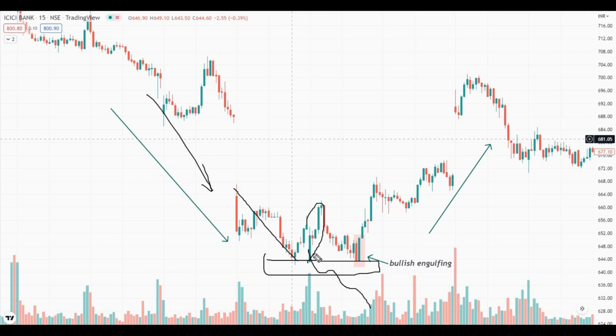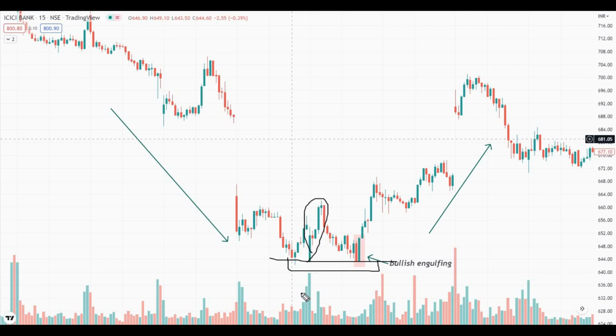Buyers got very aggressive and they pushed the prices towards the upside. Again sellers tried to push the prices towards the downside, but again sellers failed to break this low and continue the downward momentum. So this is an indication that bulls are getting stronger at these levels and buying pressure is getting stronger.